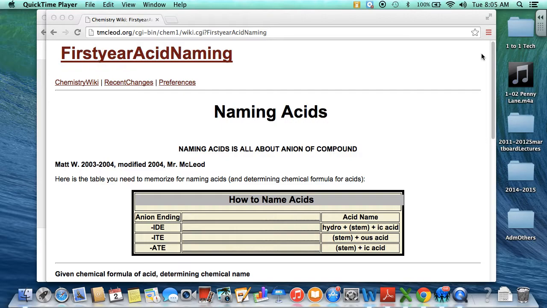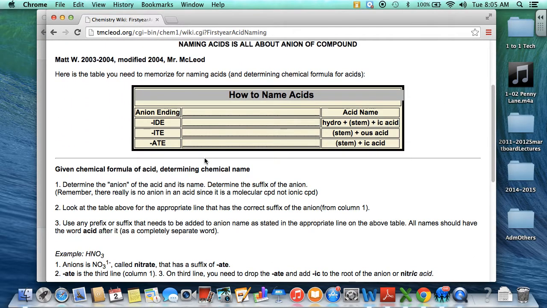So how do you name them? It's all about the anion. So you always look for the anion side. And when you do that, there's a table you have to memorize. If the anion name ends in IDE, the acid name is hydro in front, the rest of the stem of the name, and ic at the end, and of course, acid.